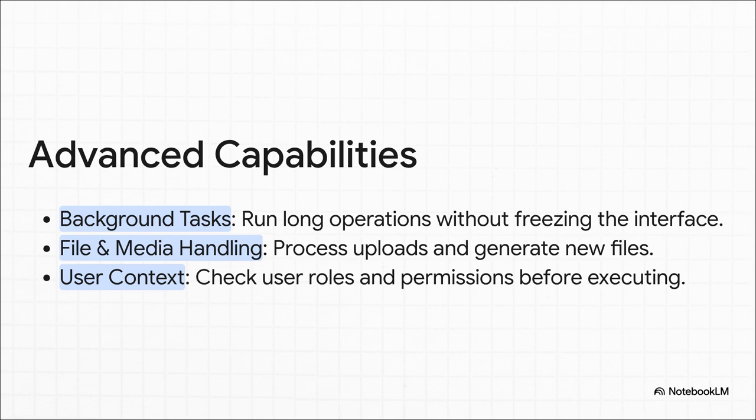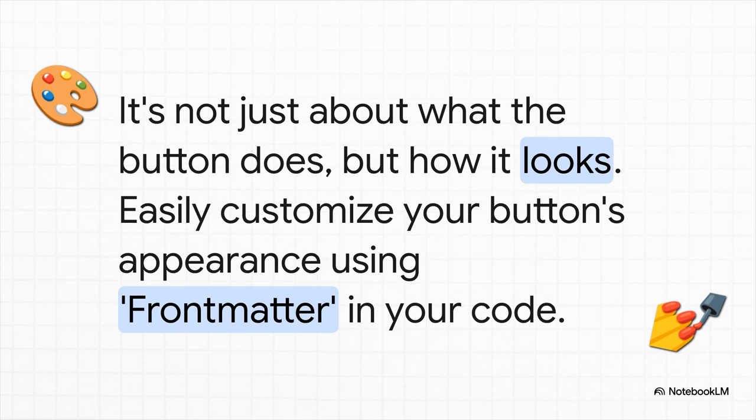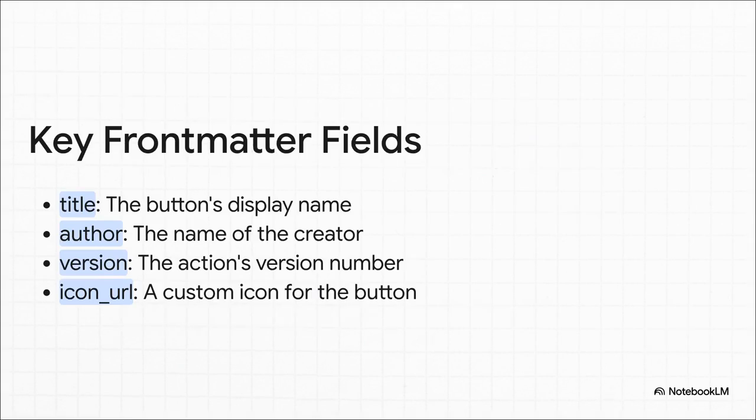And, so importantly, they can check a user's role and permissions, making sure that only an admin, for example, can run a really sensitive task. But it's not just about what the button does, it's also about how it looks and feels. And you can customize all of that super easily using something called front matter. It sounds technical, but it's really just a simple block of text you put at the very top of your Python file. And inside that front matter, you define all the key details.